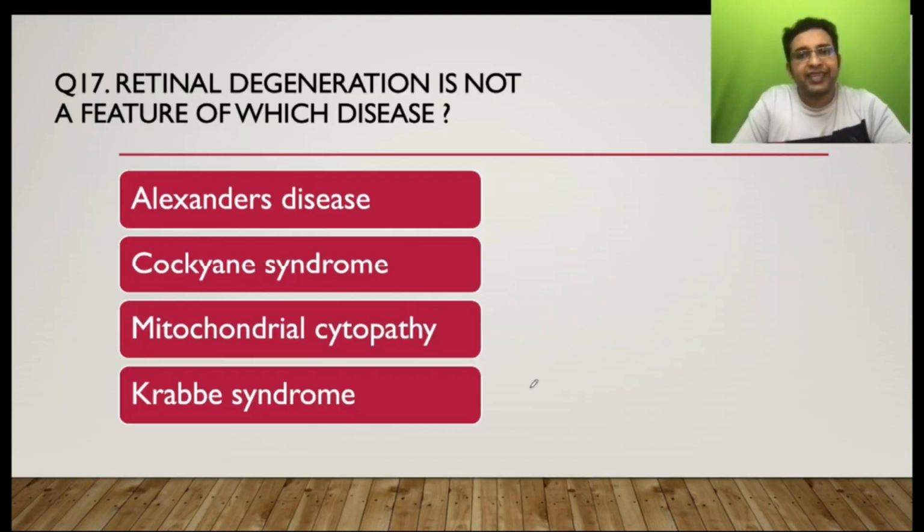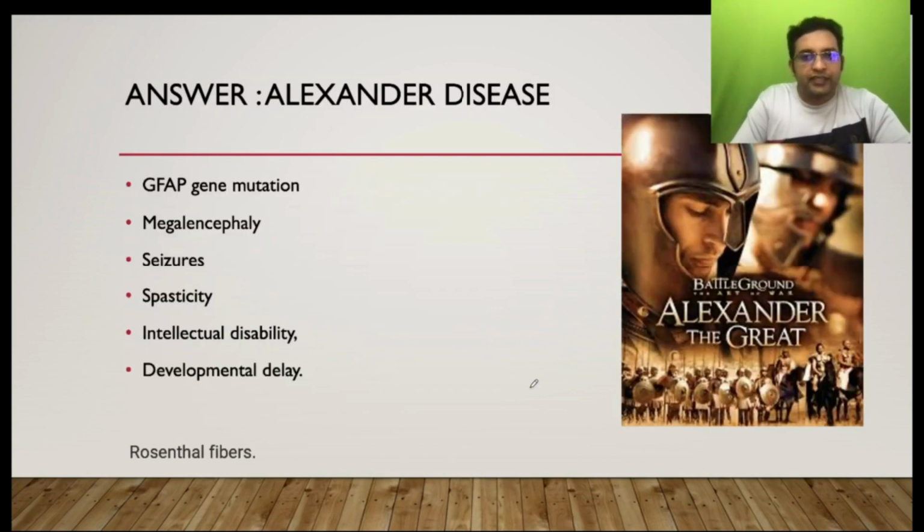17th question: retinal degeneration is not a feature of which one of the following diseases? Is it Alexander disease, Cockayne syndrome, mitochondrial cytopathy or Krabbe's disease? So what do you think the answer is? The answer is Alexander's disease. Let's know more about Alexander's disease, because it's one of the leukodystrophies. You should know that, regarding the importance of pediatric neurology in our exams these days.